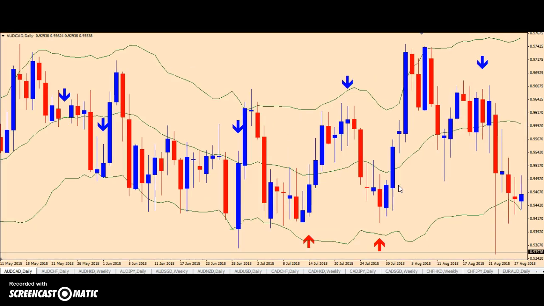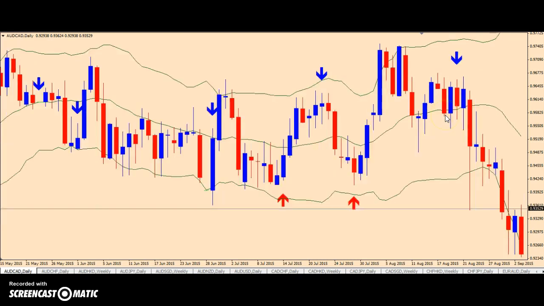So just looking again, we get a buy signal here, an outside candle, and what happened? We get a nice move up. Okay, actually I missed that one there, a sell signal, outside bearish, and down.